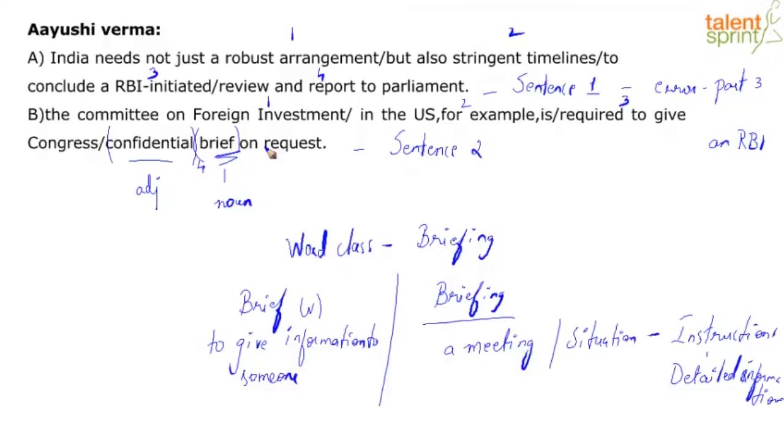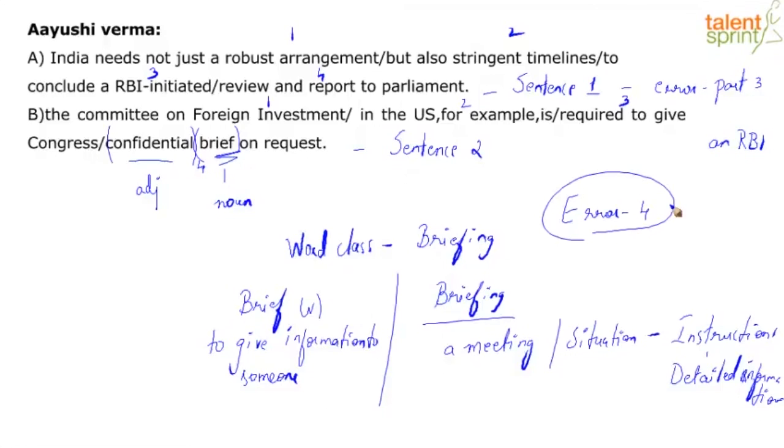The error is in part 4, correct? So those of you who said part 4, by fluke you will get 1 point. But the actual reason is it's a word class error. The Committee on Foreign Investment in the US, for example, is required to give Congress confidential briefing on request. Some sort of a meeting or situation which detailed information. So keeping in mind the word class, briefing would be a better fit here. On request is fine, meaning on this particular request, they are supposed to do this or they are supposed to take care of this.